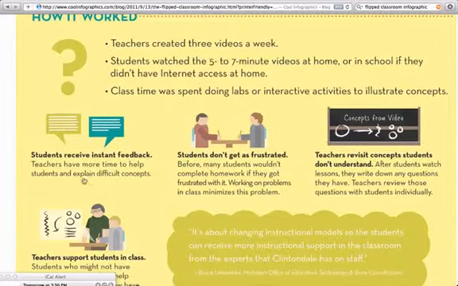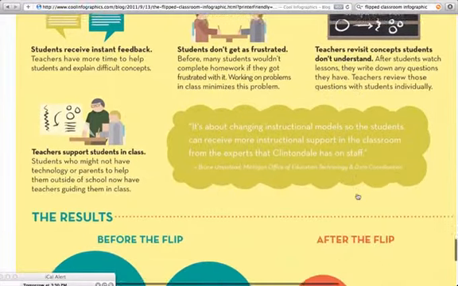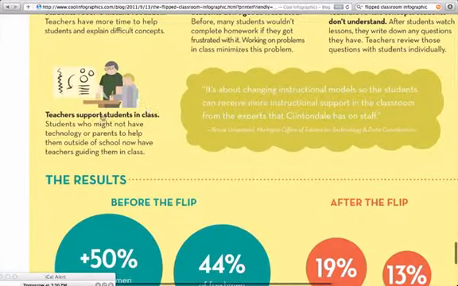So students receive instant feedback. They don't get as frustrated because if you have a problem in class, your peers are right there or your teacher's right there to help you. After they watch the lessons, they write down questions, and if they have questions about it, they'll come to you individually. Sometimes I give a quiz on what's on the video to make sure that they're actually watching them. And then the teachers are there to support the students in class.